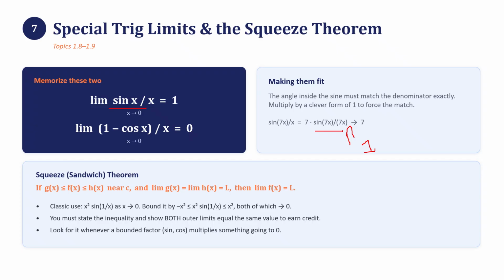Next is the squeeze theorem. This says that if g of x is less than or equal to f of x, which is less than or equal to h of x near c, and the limit of g of x equals the limit of h of x equals L, then the limit of f of x is equal to L. A classic use is x squared sine of 1 over x as x goes to 0. You bound it by two different sides, both of which equal 0, and then you just plug it in, and the last one is equal to 0 too.